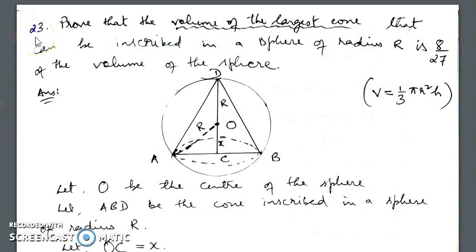Question number 23. Prove that the volume of the largest cone that can be inscribed in a sphere of radius R is 8 by 27 of the volume of the sphere.